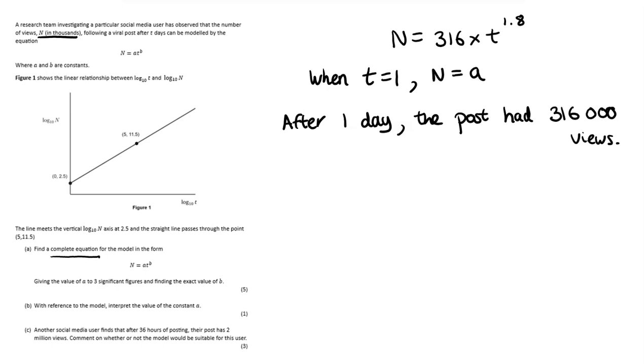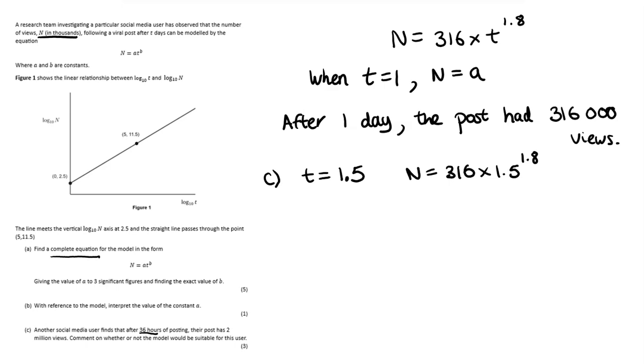Now, they find that after 36 hours of posting, they get 2 million views. Now, yet again, we've just got to be careful of our units here. T is in days here. So we're going to look at T. Now, 36 hours, that's going to be 1.5 days. So T is going to be 1.5. So what we need to do is sub in T equals 1.5 into our model. This time we can use the 316.